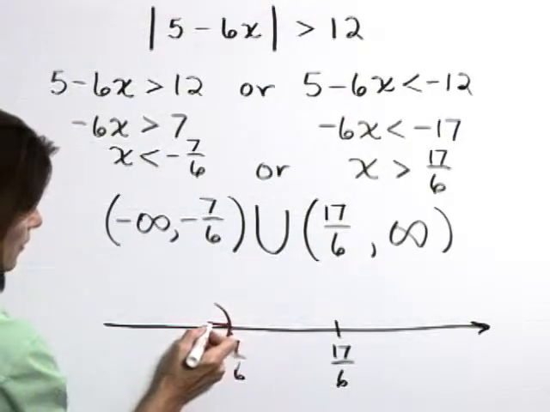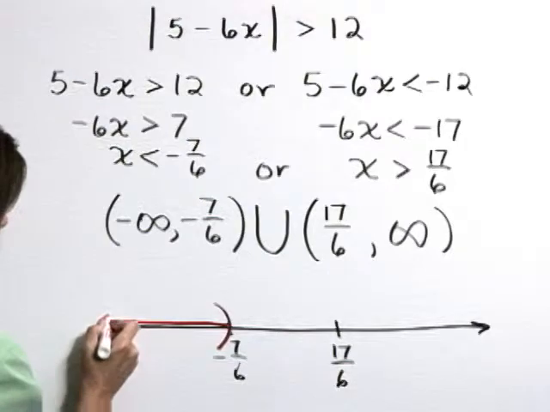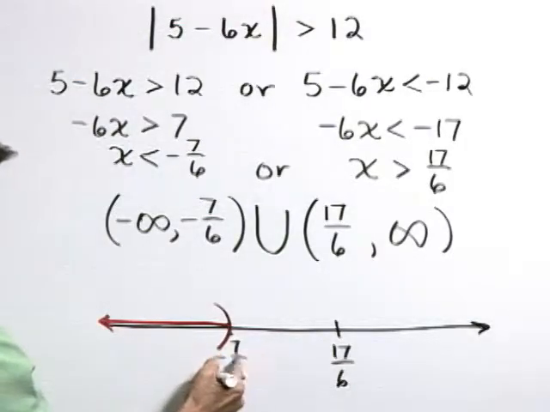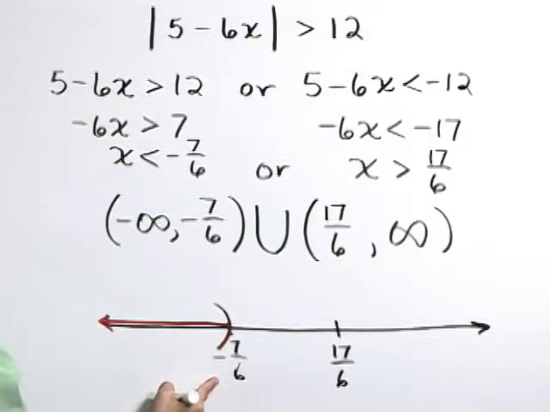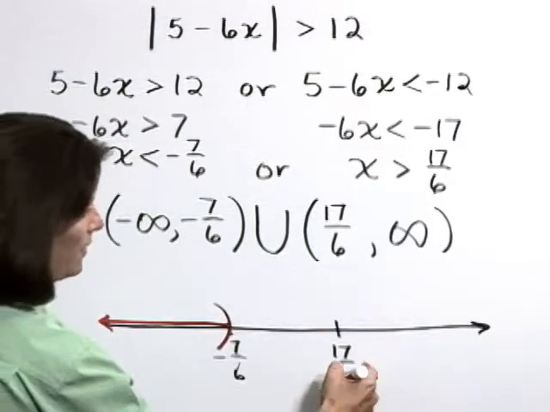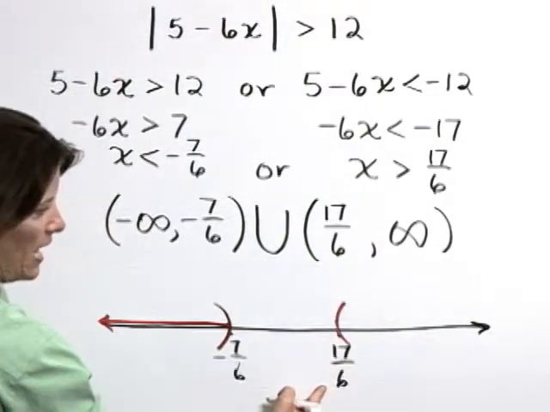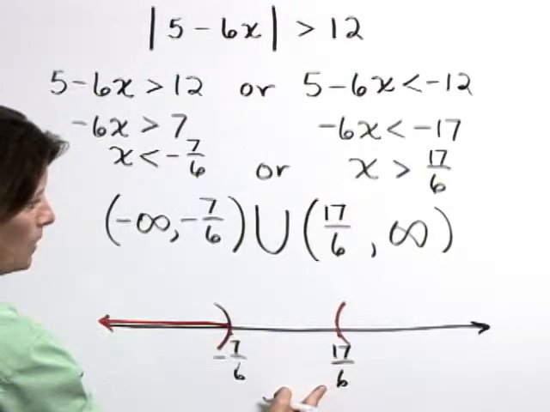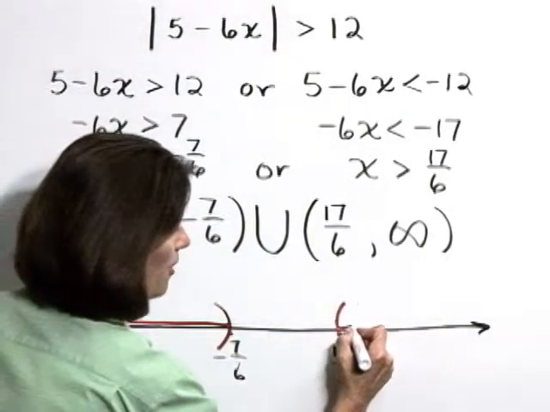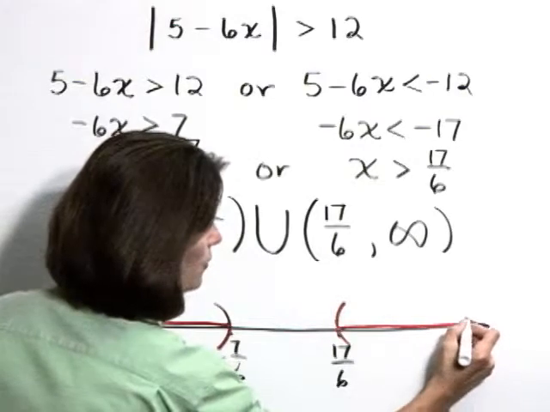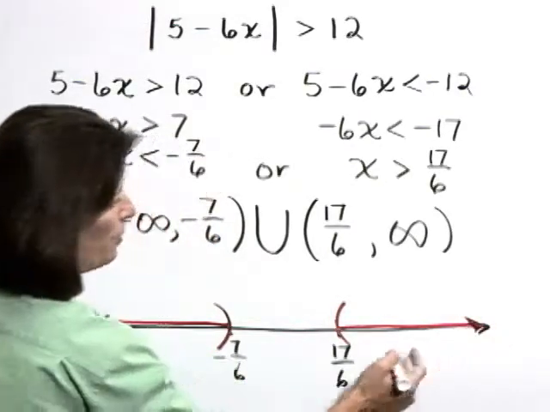Now, as far as our graph, let's use parentheses, as we did in our interval notation above, and values here from negative infinity up to a negative 7/6. On our right-hand side, we're going to use a parenthesis as well, showing that 17/6 is not included in our solution set. And bold this arrow to indicate all these values to the right of that up toward positive infinity.